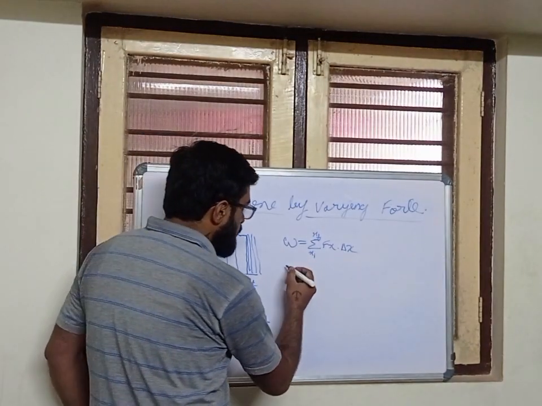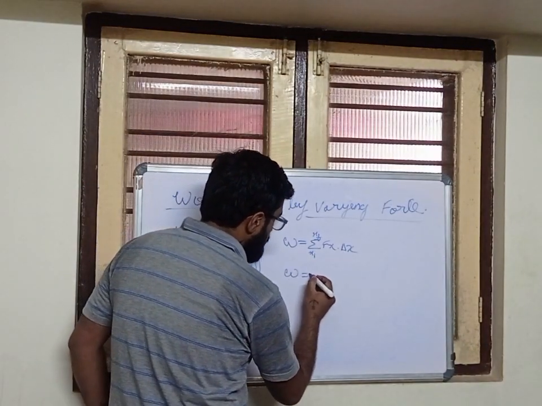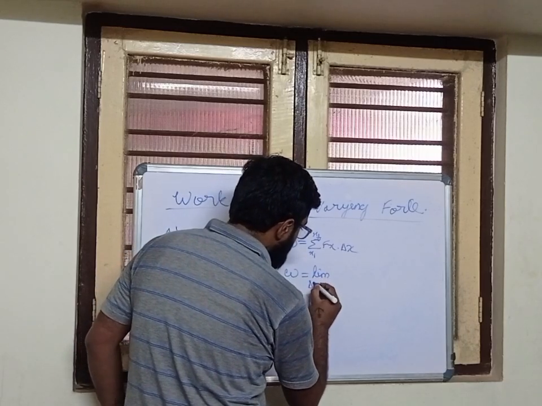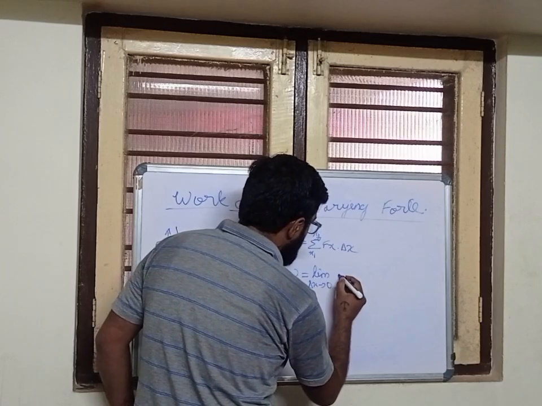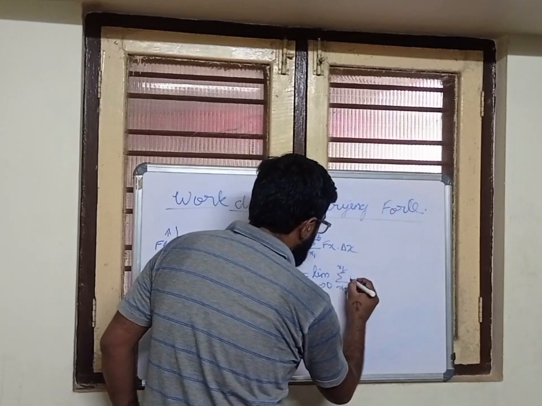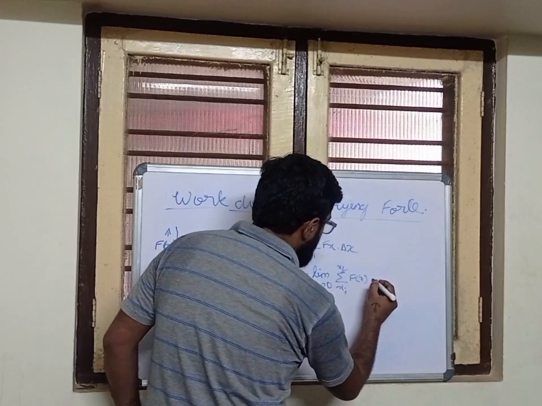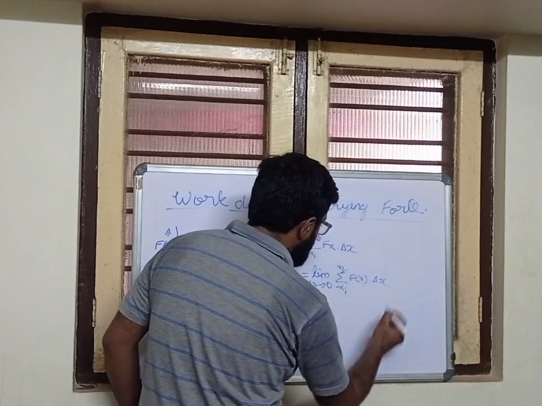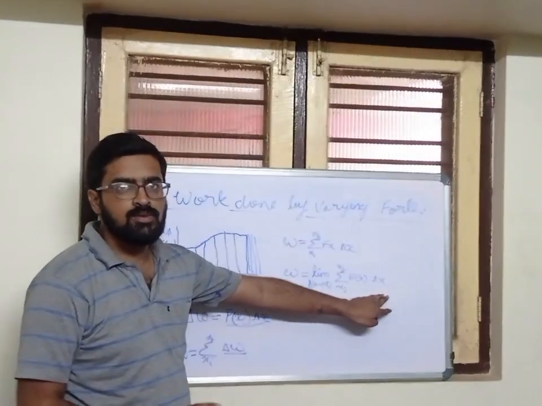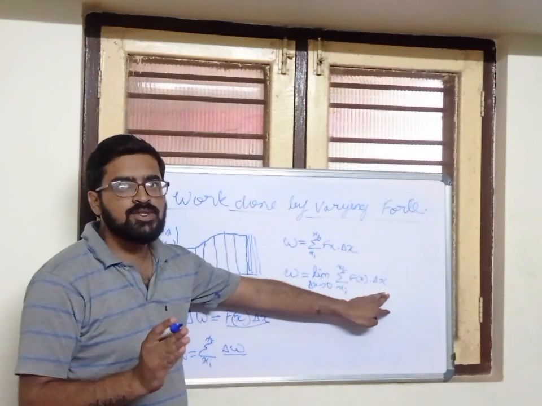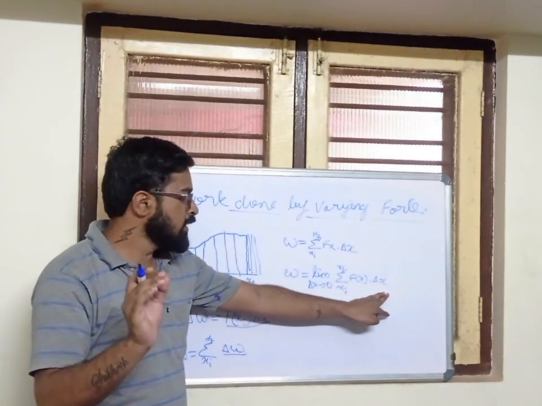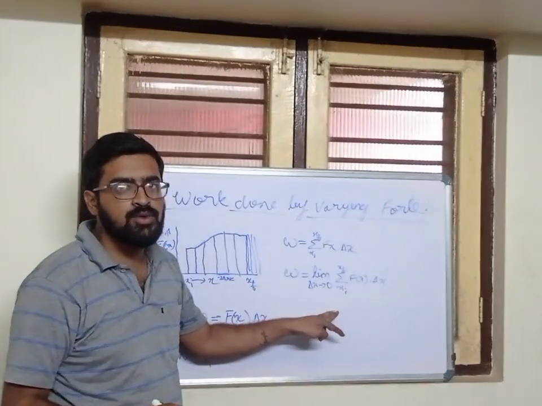So we can take the limit as delta x tends to 0, of the summation from xi to xf of f of x times delta x. We have taken the limit that delta x tends to 0, because as it becomes near to 0, it will become a finite value, right? So this is why we are taking a limit.